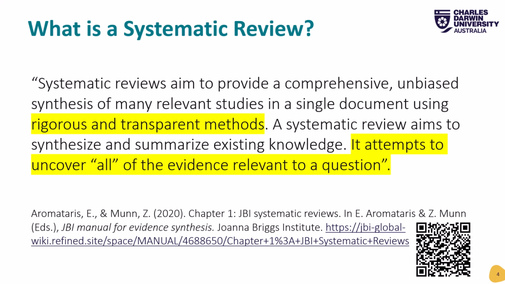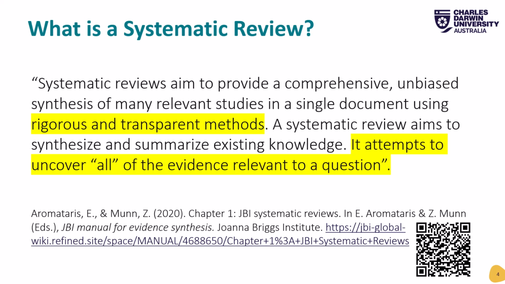A systematic review is a way to provide a comprehensive and unbiased synthesis of the relevant studies. It's contained in a single document using rigorous and transparent methods. A systematic review aims to gather all the information on a topic, and it attempts to uncover all the evidence in relation to a question.